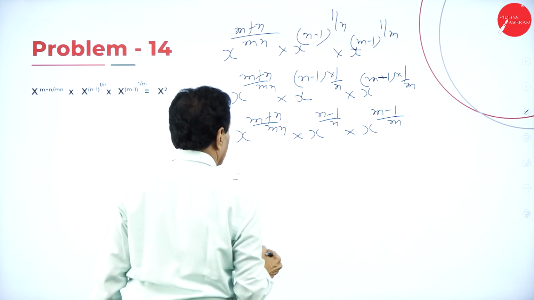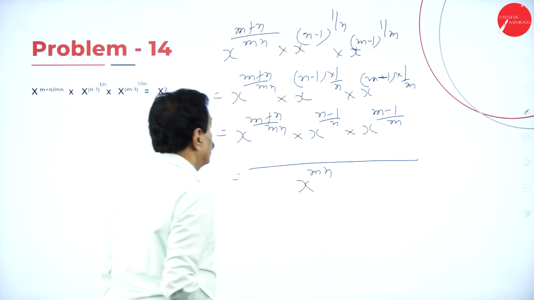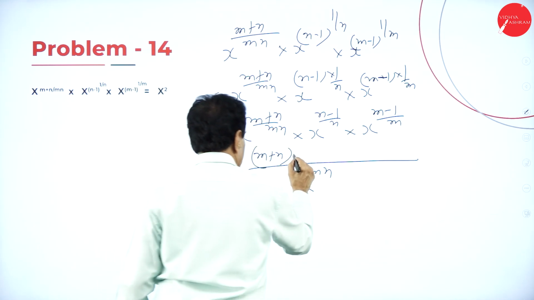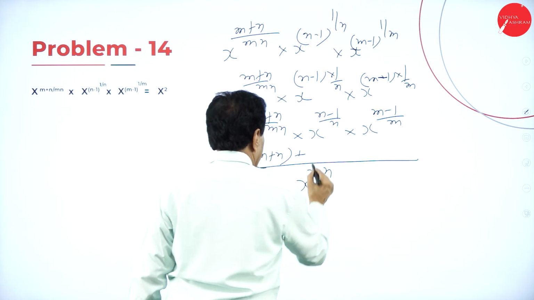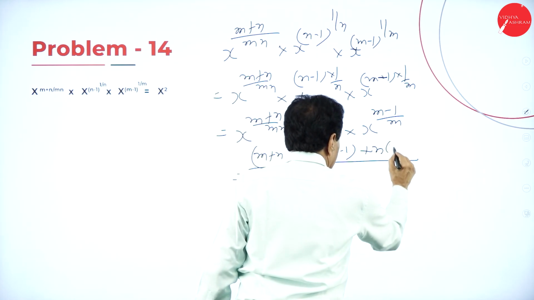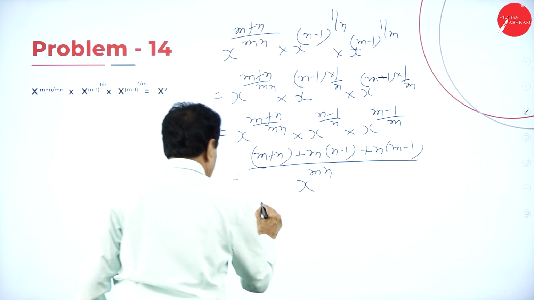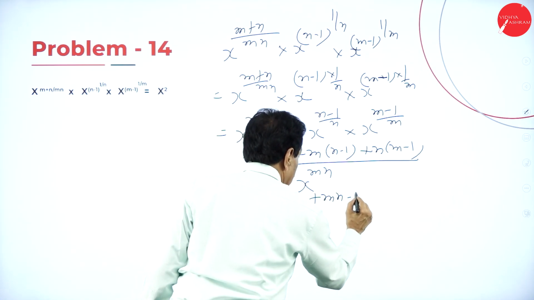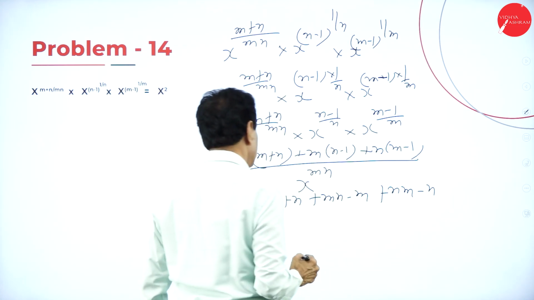If we take x to the power of mn common, what is left over? m plus n, plus x to the power of mn, n gone. What is left over? m into n minus 1 plus m gone, n into m minus 1. This is x to the power of m plus n plus mn plus m plus n, nm minus m.